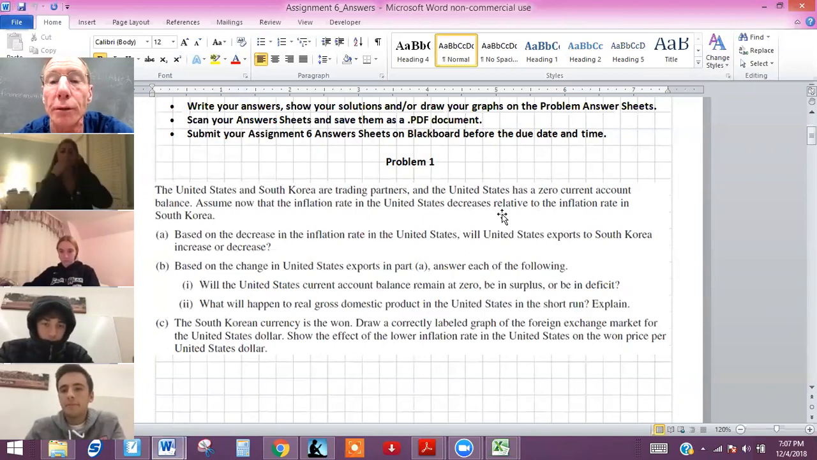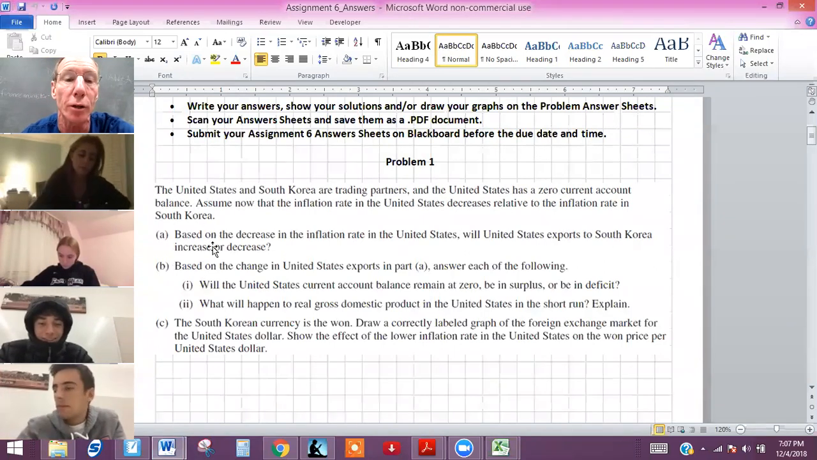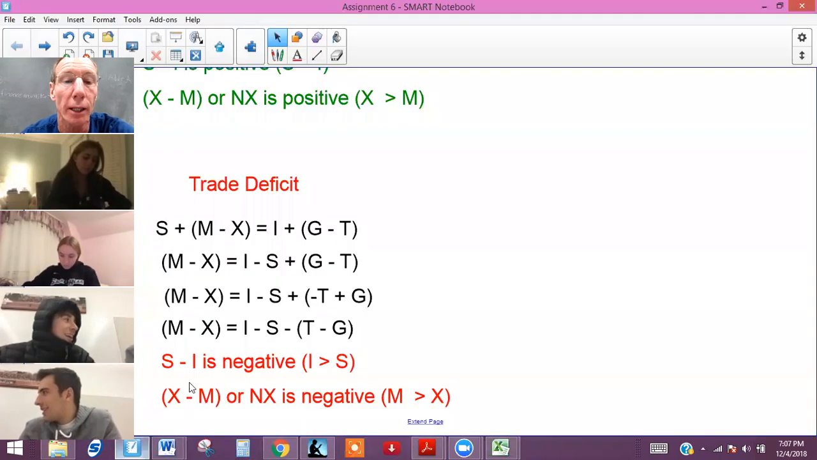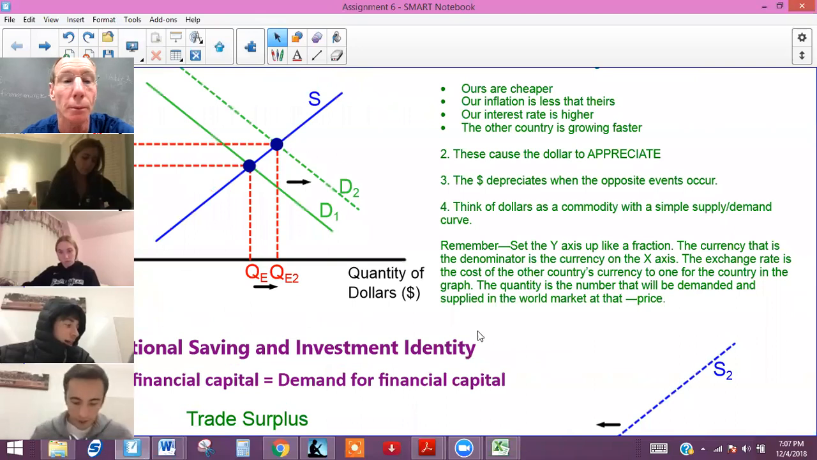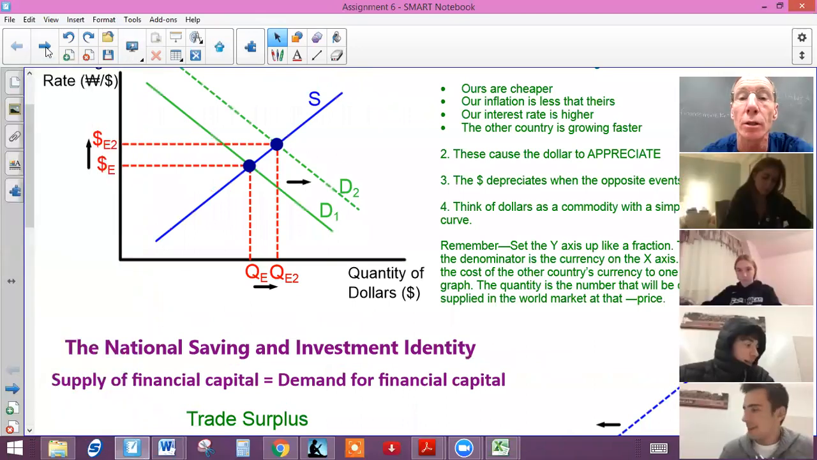Okay, so if prices are going down in the U.S., then their goods are going to be more attractive to the rest of the world. So our exports to South Korea will increase. Right. So if we look at that, I think I got a chart here. So let me scoot you guys out of the way.